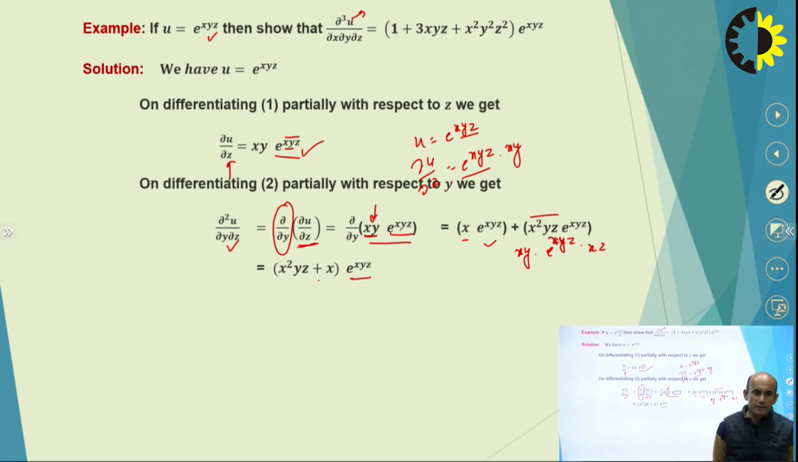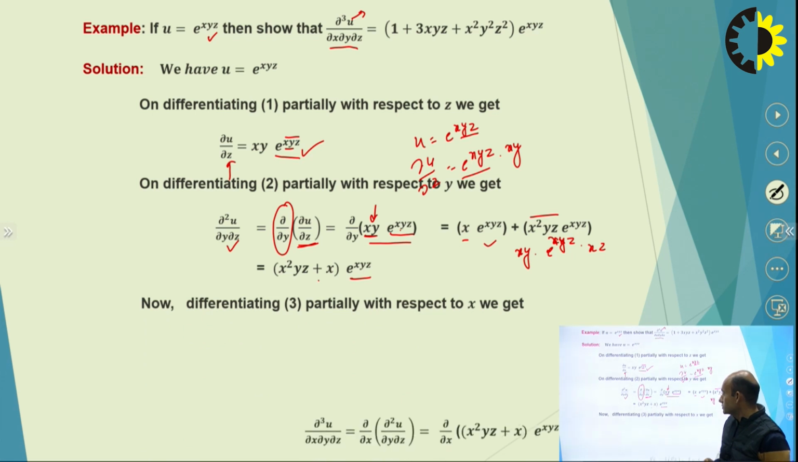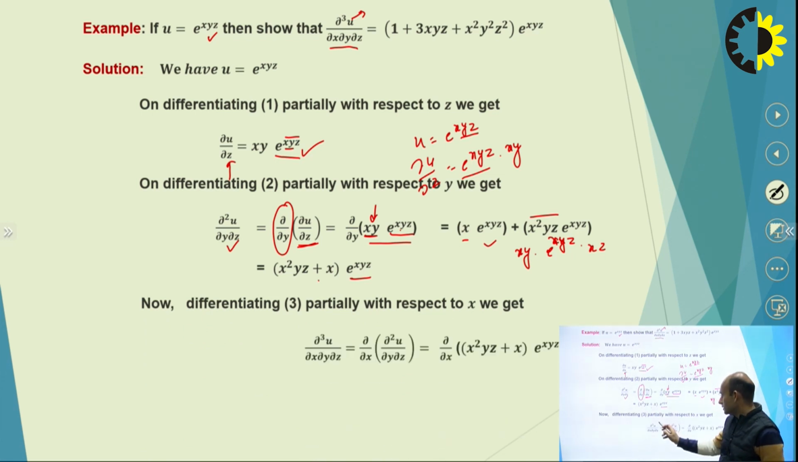So this is the partial differentiation of the function with respect to y and z, which is del 2u upon del y del z. So del 2u upon del y del z is x square yz plus x into e raised to x y z. But we have to find del 3u upon del x, del y and del z. It means we have to differentiate one more time, with respect to x, because del 3u upon del x del y del z is del over del x of del 2u upon del y del z. So we have to differentiate this function with respect to x.